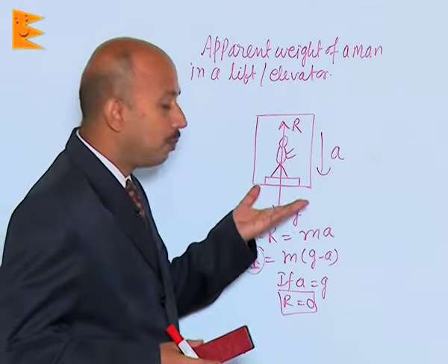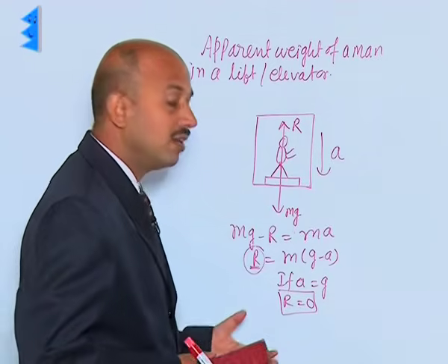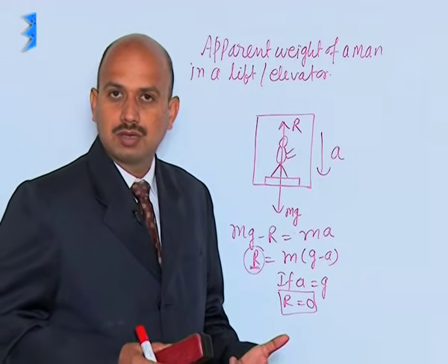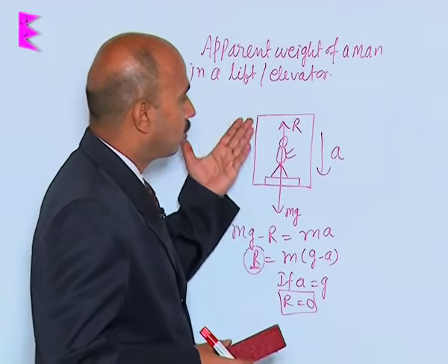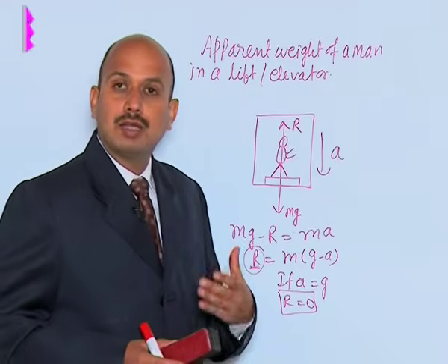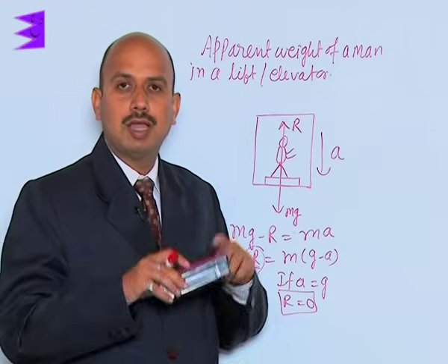So, now here we can see how the weight of a man varies with the acceleration of the lift, when it is going upward, when it is coming downward with uniform acceleration, when it is at rest, or when it is moving with constant speed. So, here R is called apparent weight, and now we will be doing connected motion of bodies which are connected with a pulley and with the help of a string.